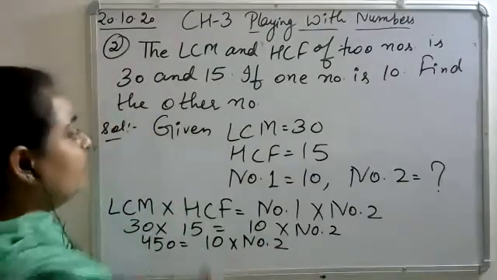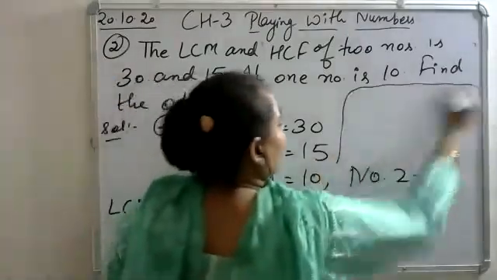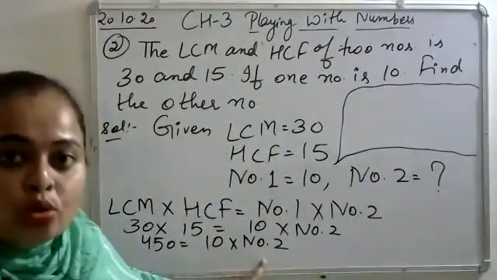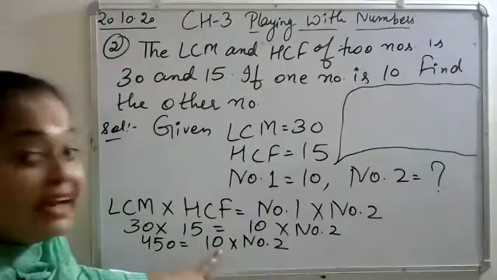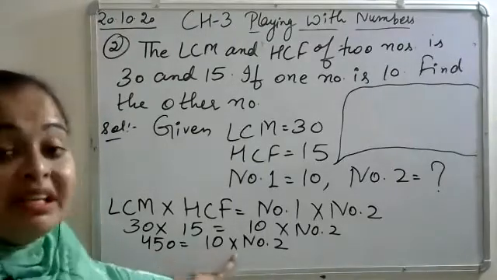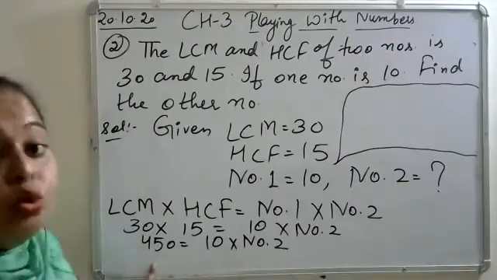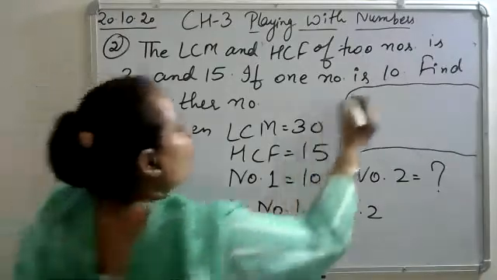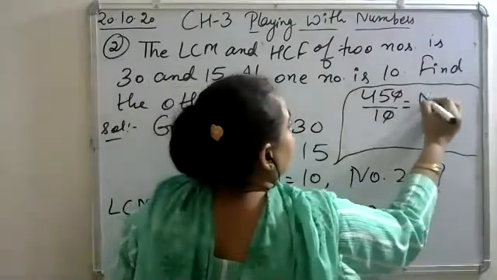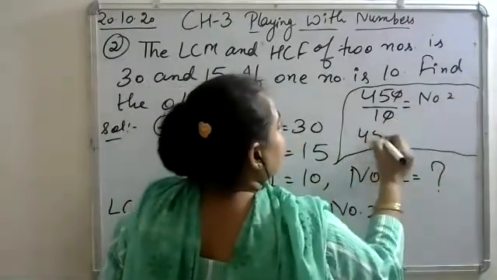Now to find, next step I am writing here. To find number 2, you will shift this pen to the left hand side. And when you shift, this multiplication will change to division. So 450 divided by 10. Number 2. So the result is 45.